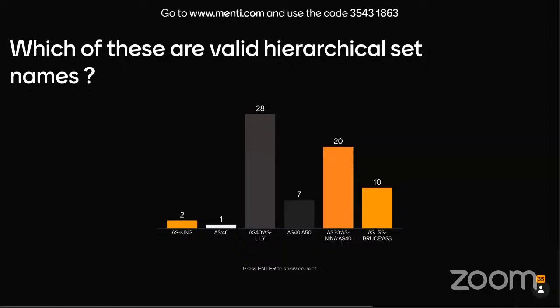Now this one with AS1 colon RS-Bruce, and this is AS3, is also correct, but this is a route set, a hierarchical route set. The question was which of these are valid hierarchical set names, so you can use that for route sets also.